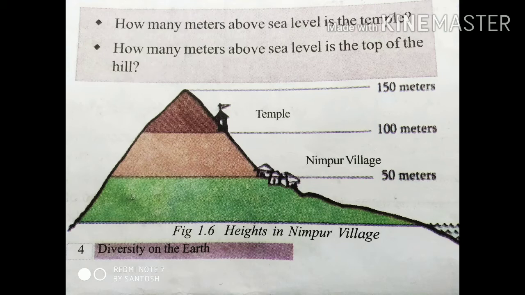Here 2 questions are given. How many meters above sea level is the temple located? We can easily answer with the help of the map. 100 meters. Next question, how many meters above sea level is the top of the hill? The answer is 150 meters.